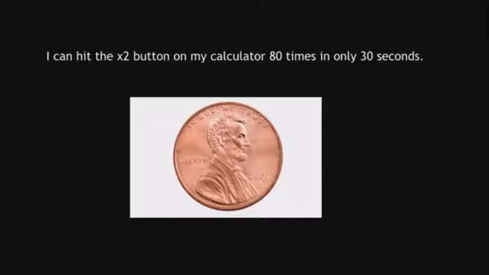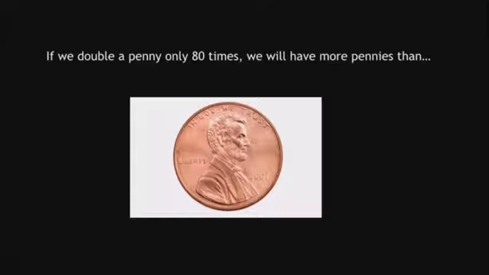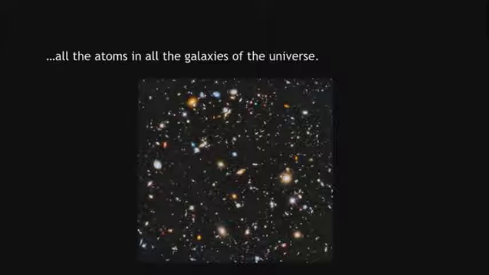So I can hit the ×2 button on my calculator 80 times in 30 seconds. I thought about that. How fast could I do 80 times, doubling, double, double, double, double. I can do it in 30 seconds. And if we doubled a penny only 80 times, we would have more pennies than all the atoms in all of the galaxies of the entire universe, times billions, times billions. Doesn't seem right, does it?